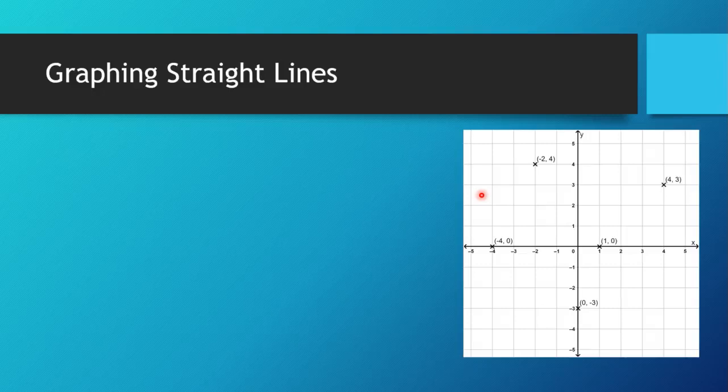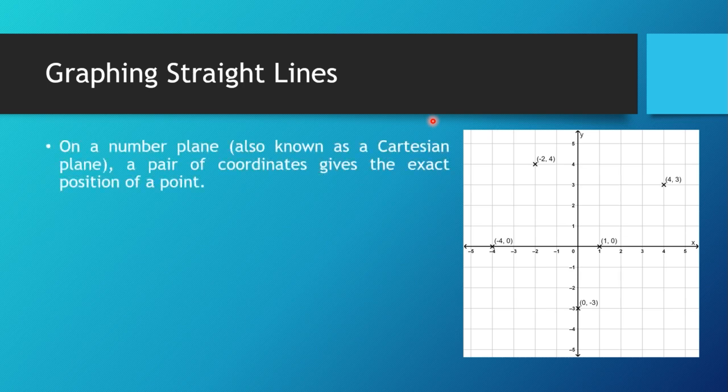Let us look at graphing straight lines, but first of all, let us consider the coordinate axes or the Cartesian plane. On a number plane, such as this, also known as the Cartesian plane, a pair of coordinates gives the exact position of a point.